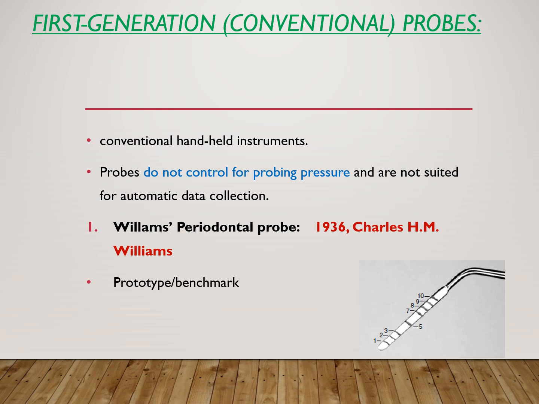The disadvantage is that they do not control for probing pressure. So this could lead to bias or disparity because of intra-examiner variability. The example of a conventional probe is Williams probe. So this is the probe which is a prototype of the benchmark. It has Williams marking. It has calibrations till 10 mm in which 4 and 6 are missing.